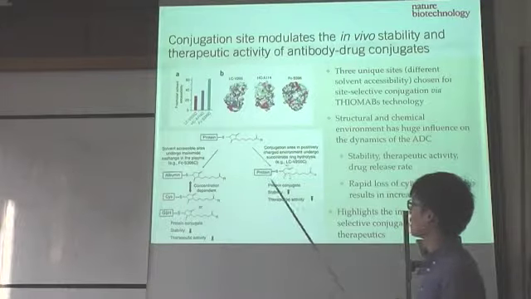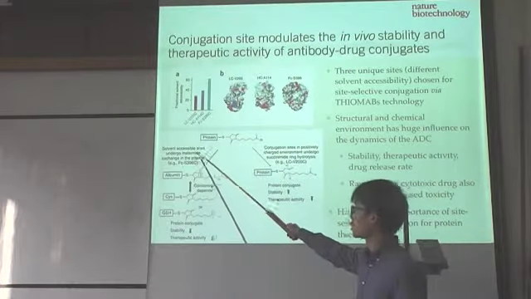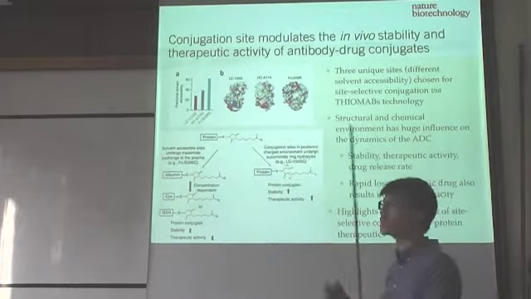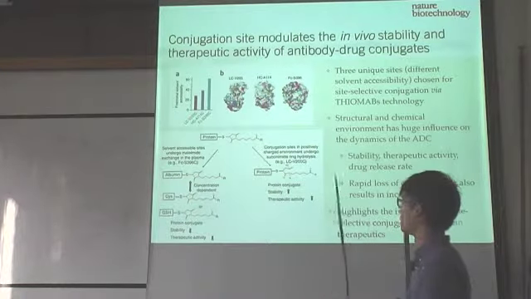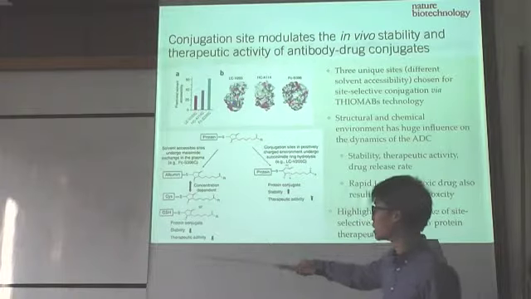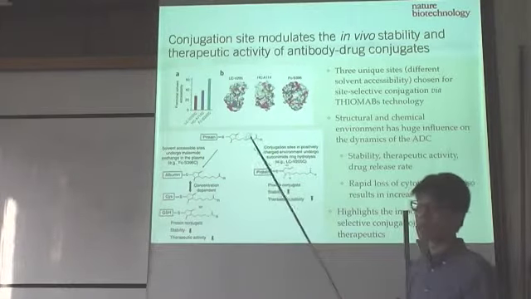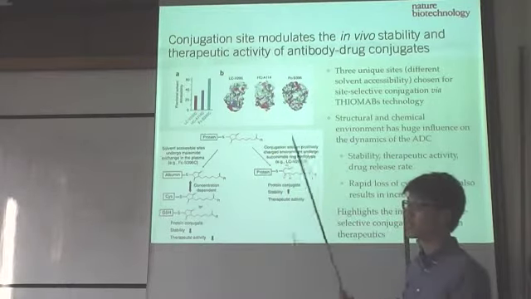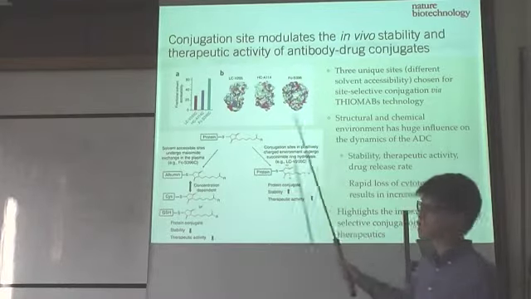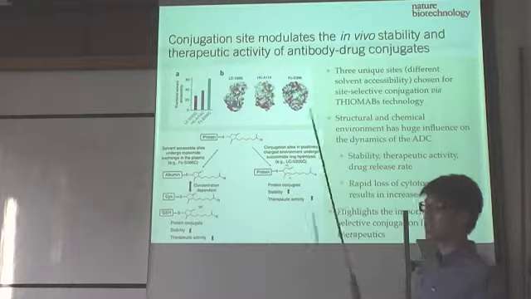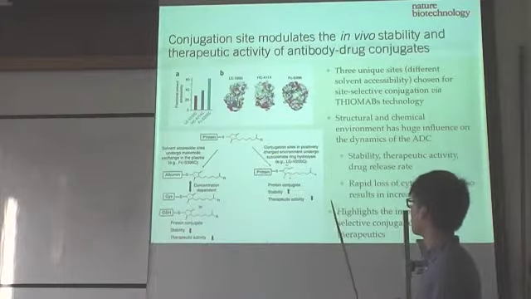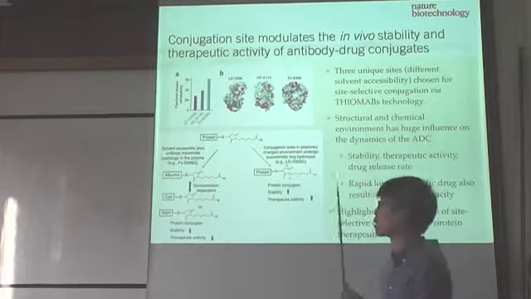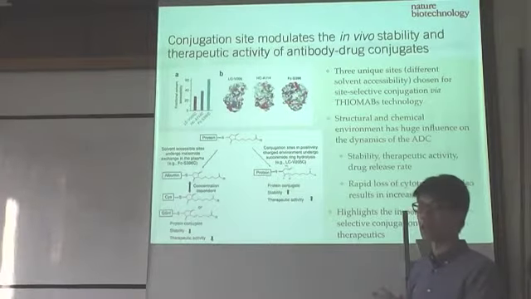And what they found out is if the drug is conjugated at a very high solvent accessible site, it can actually undergo maleimide exchange, which means the drug is released before it even gets to the cancer cell. So we have protein conjugate stability decrease and a decrease in therapeutic activity. However, if you conjugate at a site that is positively charged environment, it actually undergoes the succinimide ring hydrolysis, therefore increasing their protein stability and increasing therapeutic activity. So this study actually highlights the importance of where you put the drug. You don't want to put it everywhere. You actually want to put it at a place where you know it's going to be therapeutically favorable.